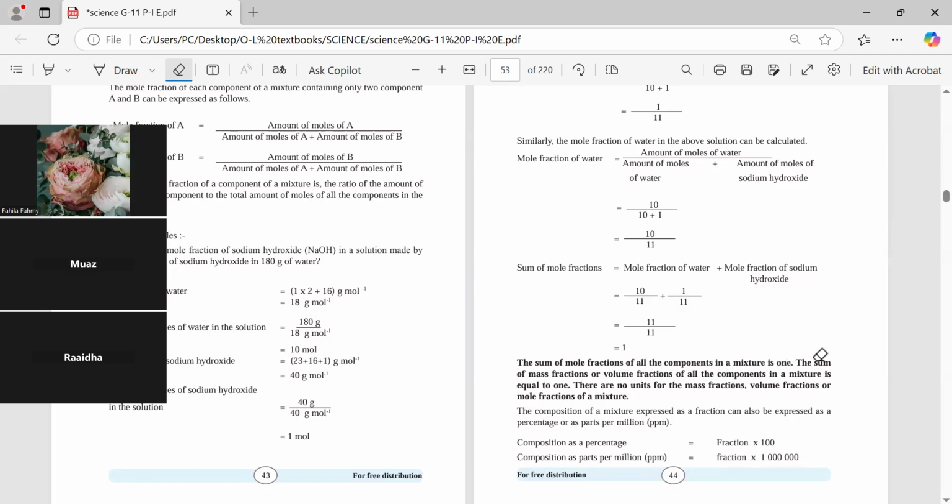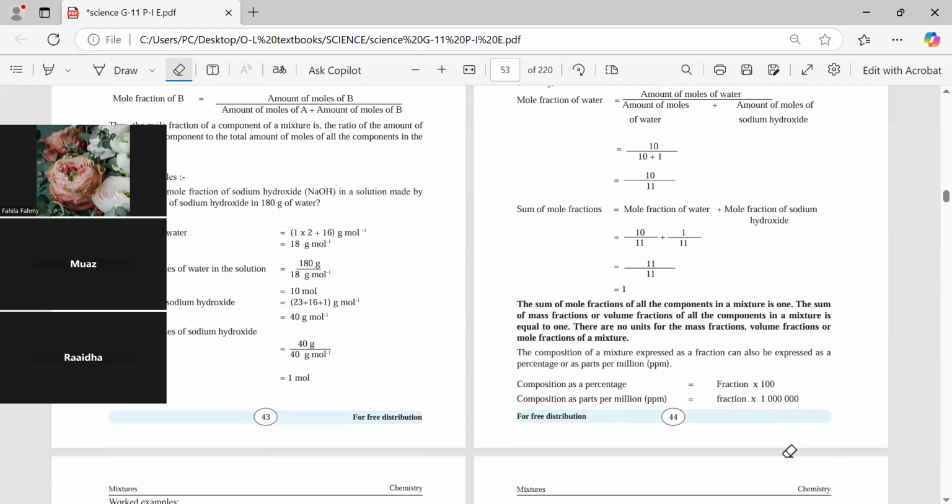We'll see that. So the sum of a mass fraction or volume fraction of all components in a mixture is equal to 1. There are no units for the mass fractions, volume fractions, or mole fractions of a mixture. The composition of a mixture expressed as a fraction can be expressed as the percentage or parts per million. So what is that? Composition as a percentage is fraction into 100. Composition as parts per million is fraction into 1 million.